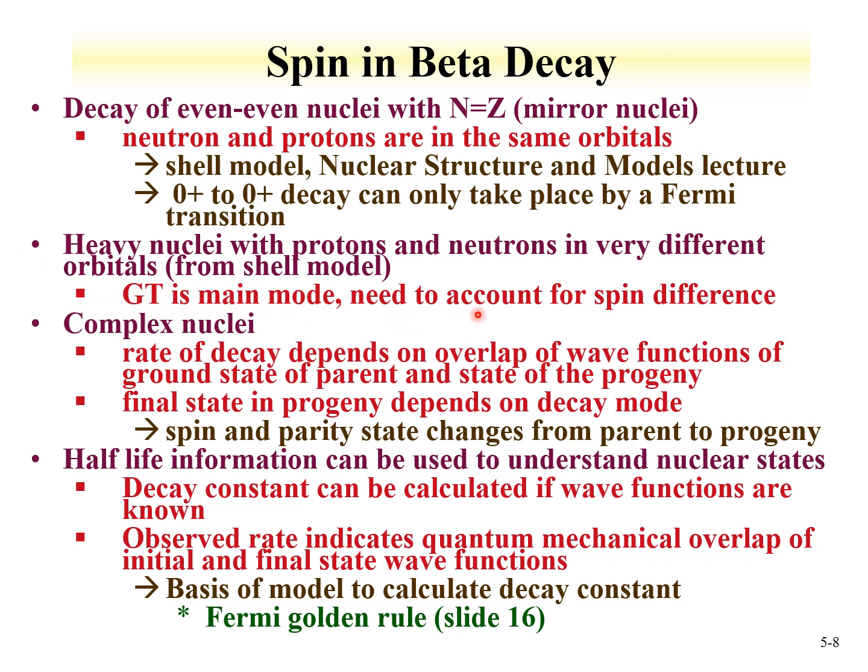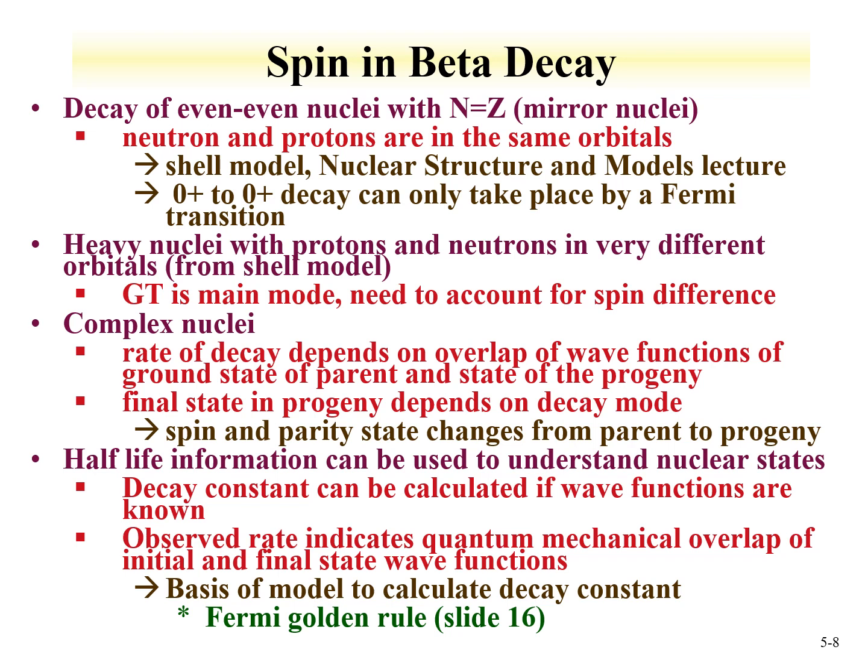In these heavy nuclei, the Gamow-Teller is the main mode, as we already discussed in the previous slide, because we need to account for the spin difference. Now, these nuclei can be rather complex, where the rate of decay depends upon the overlap of the wave functions of the ground state of the parent and the progeny state. This final state depends upon the decay mode.